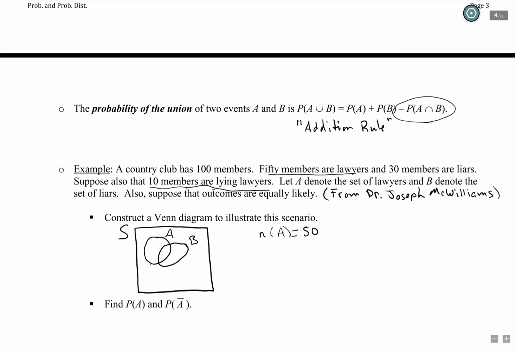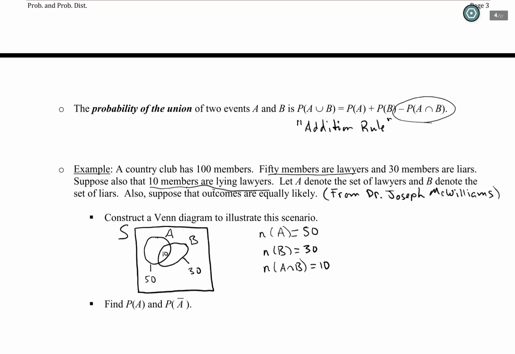If you want a picture here, on your picture here, you can draw a 50 to that circle A. The number that are in B, the number of liars, is 30. Okay, so we could draw a 30 to the circle B. Now, what does the 10 represent? Well, there's 10 that are lying lawyers, and so those are in the intersection there. So the number that are in A intersect B is 10. Okay, so that sets up the information we have so far.